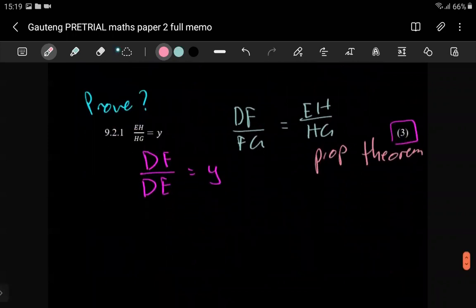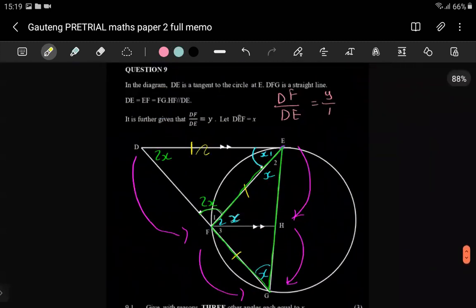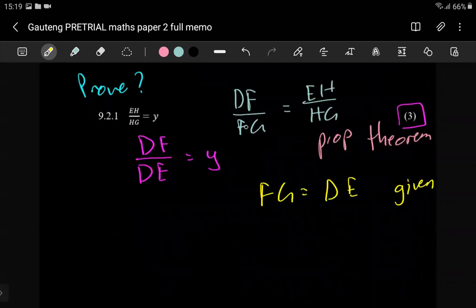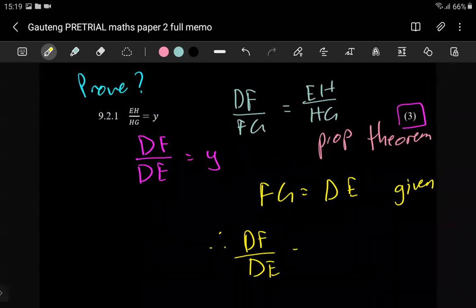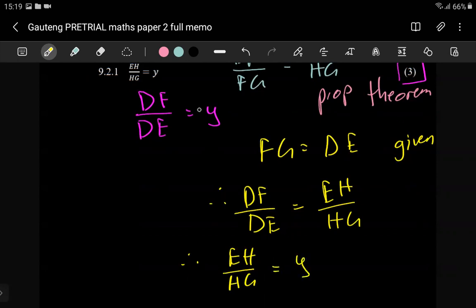So this being said, what we need to tell them is the fact that FG is equal to DE. You see, FG is equal to DE. That's a given. They gave it to us. So as long as FG is equal to DE, we can say therefore DF over DE, because replacing this with DE since they're equal, is equal to EH over HG. So here, therefore, EH over HG is equal to Y, because DF over DE is also equal to Y.